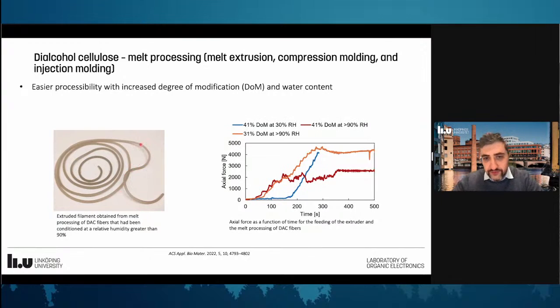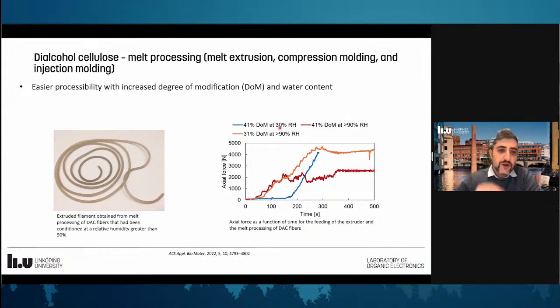And as we can see in this diagram here, as far as understood, we cannot melt process native cellulose fibers. Therefore, when we convert them into dialcohol cellulose fibers, it is possible to start processing them in a normal extruder. So here in this diagram, we show the axial force of the extruder when we melt process these materials at different hydration levels.